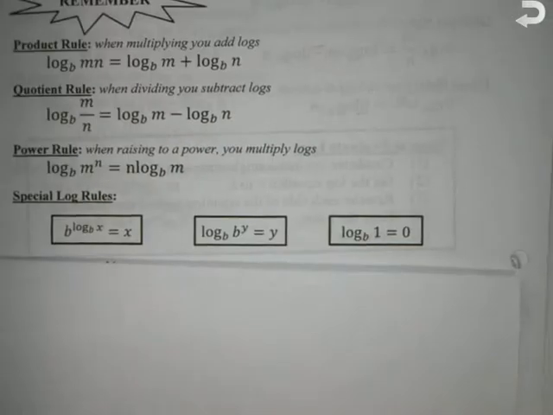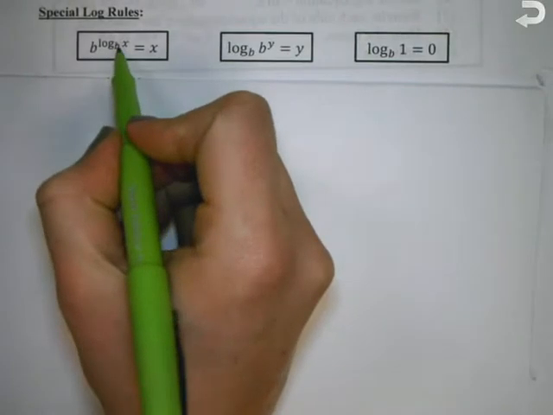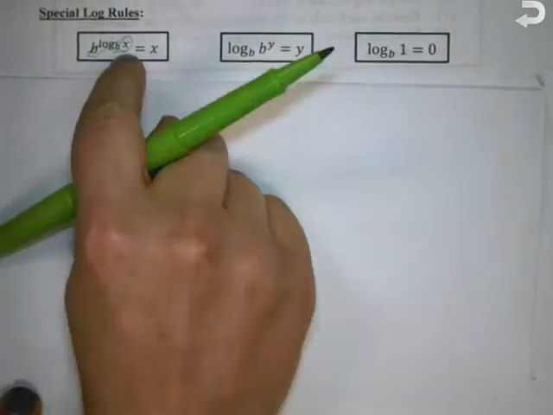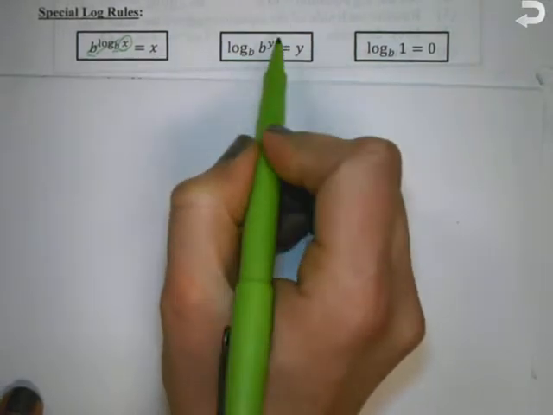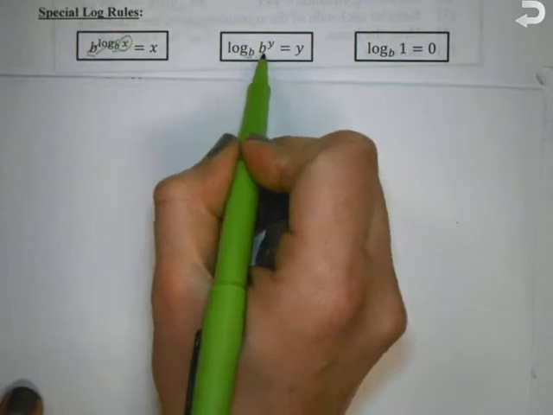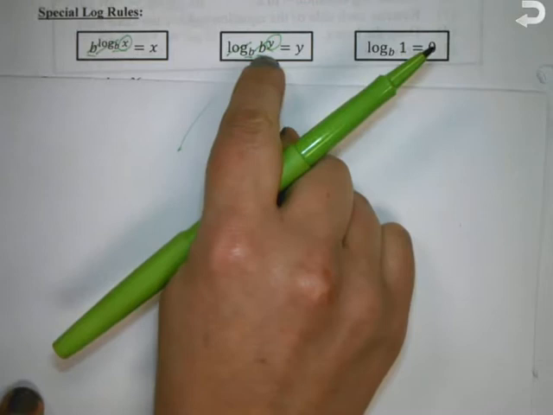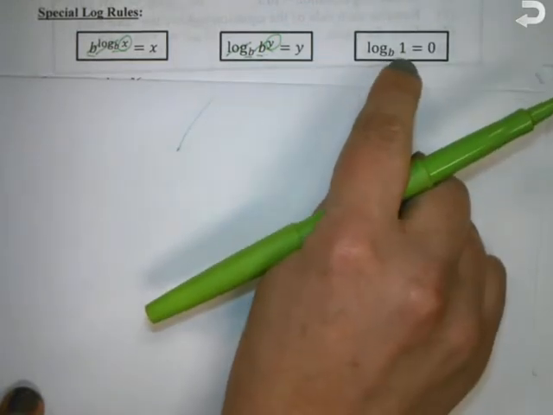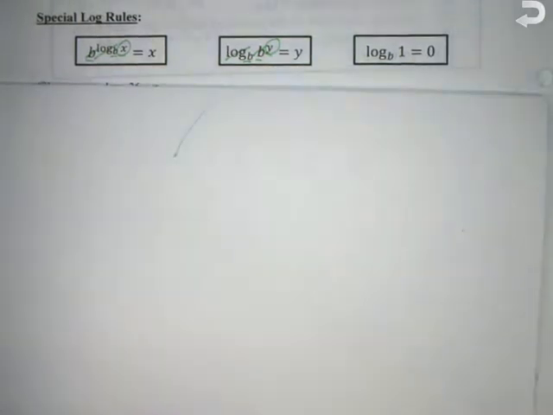So remembering our special logs, if we have b to the log base b of x, so those bases are the same, what happens? They cancel, and our answer is just the exponent x. If I have log base b of b raised to an exponent, so the bases are the same again, those also cancel, and our answer is just the exponent. And anytime I take the log of 1, no matter what the base, the answer is always going to be 0. So that's going to help us out a little bit.